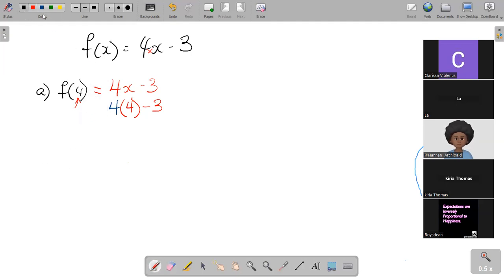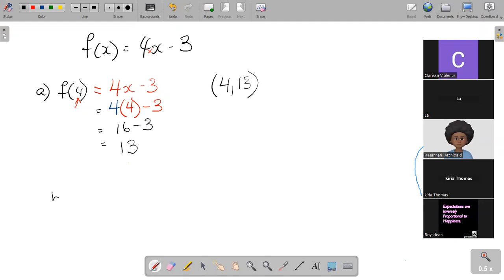So what would be my next step now? My next step is to do the multiply first, right? 4 times 4 is 16. 16, you bring back down the minus 3. So what is my answer? My answer is 13. What does this mean? That means when X is 4, Y is 13. Talk to me. Everybody see now? The input was 4, the output was 13.